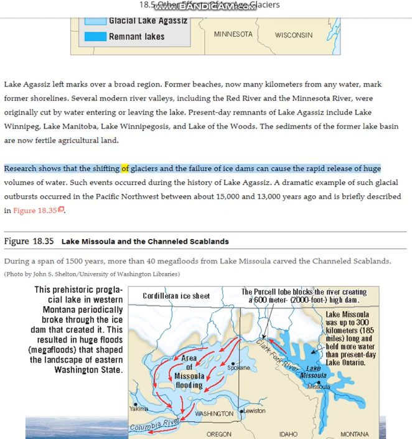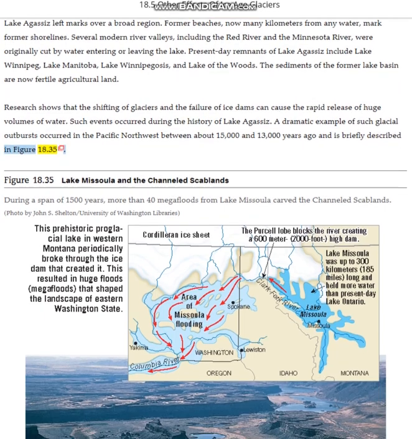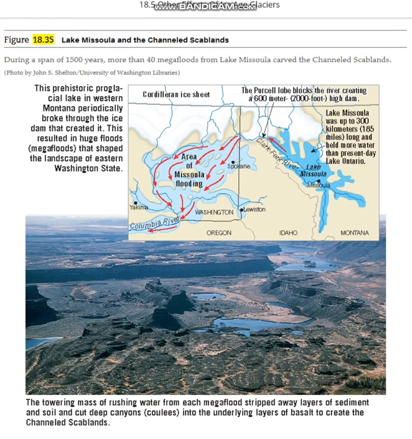Research shows that the shifting of glaciers and the failure of ice dams can cause the rapid release of huge volumes of water. Such events occurred during the history of Lake Agassiz. A dramatic example of such glacial outbursts occurred in the Pacific Northwest between about 15,000 and 13,000 years ago and is briefly described in Figure 18.35. Figure 18.35 Lake Missoula and the Channeled Scablands. During a span of 1,500 years, more than 40 megafloods from Lake Missoula carved the Channeled Scablands. Photo by John S. Shelton/University of Washington Libraries.